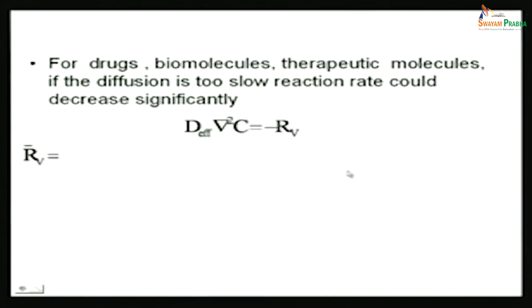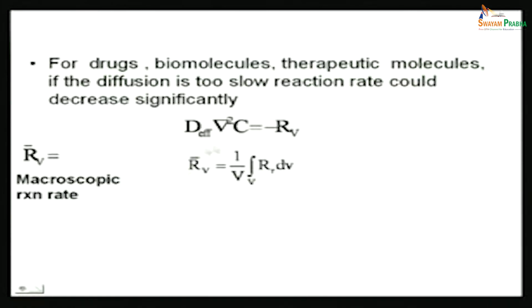Okay. So let's define R of V average as the macroscopic reaction rate. So what would be the macroscopic reaction rate? As I said before, it is the summation of all the microscopic reaction rates over the volume, divided by the volume. Fine.